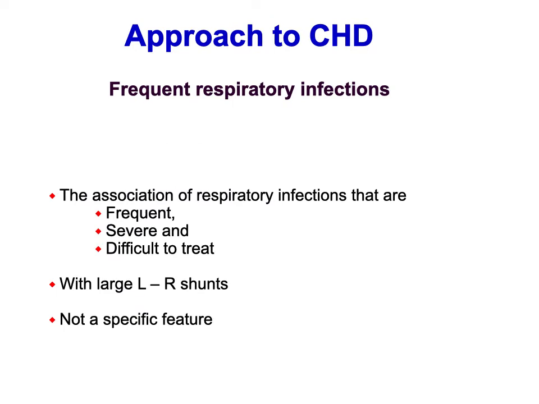Another important feature of congenital heart disease is frequent association with respiratory infections. Respiratory infections are more frequent and usually more severe, and sometimes difficult to treat in small children. Also, it is more frequent with large left to right shunts than with smaller shunts, and it is not a specific feature. That means there may be other causes of recurrent respiratory tract infection as well. But those conditions which are associated with pulmonary congestion and excessive flow through the lung lead to more frequent respiratory infections.